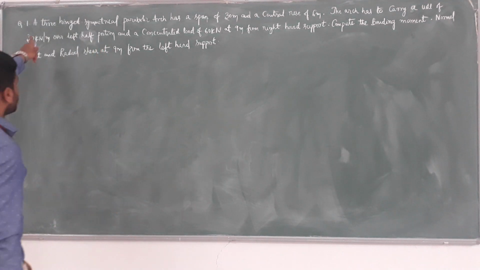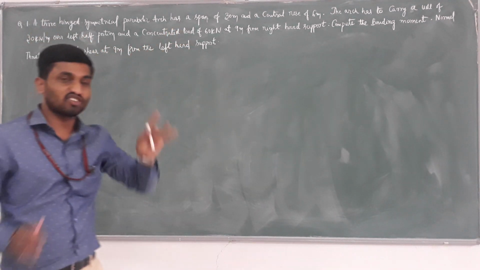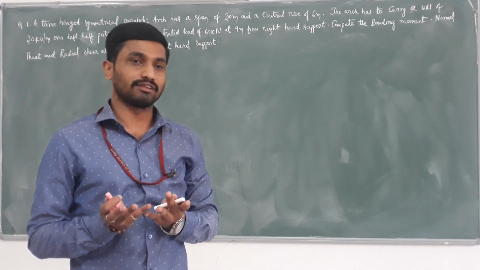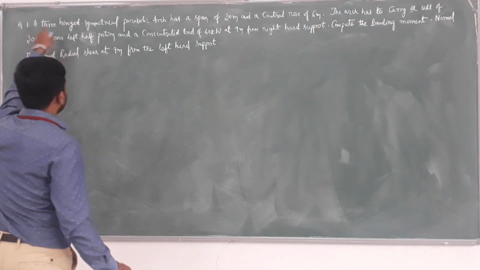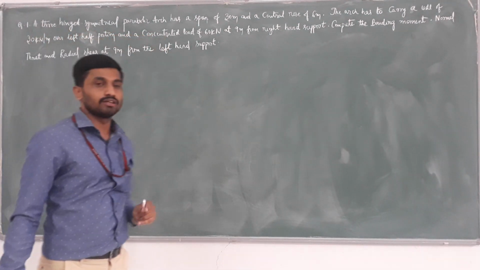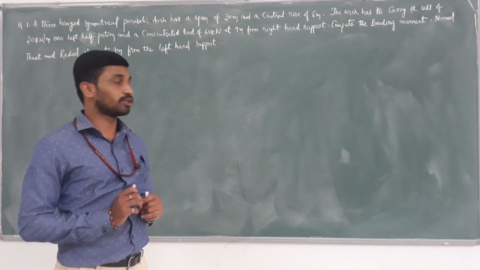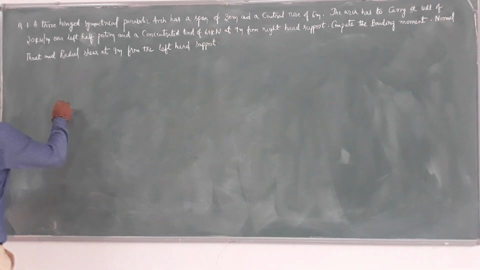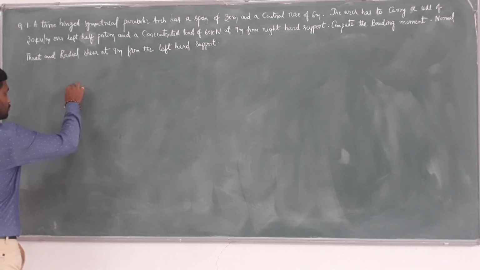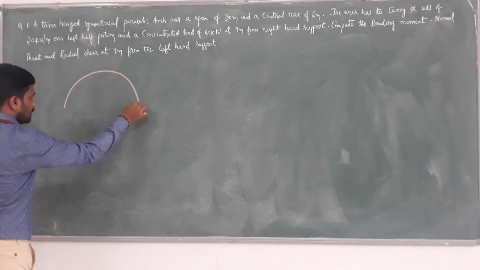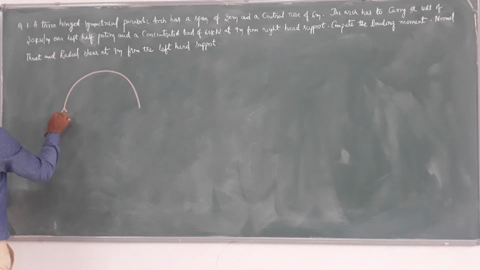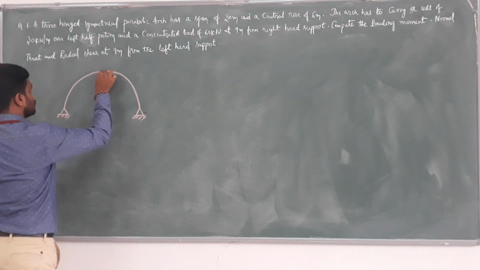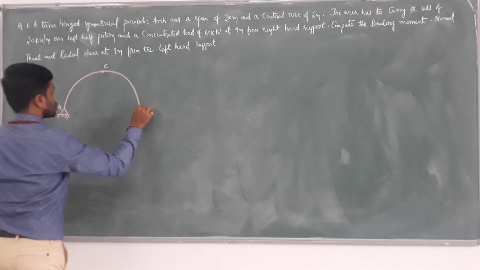In this problem, first focus on what the span of the given parabolic arch is and what the different loads are. It is a three-hinged parabolic symmetrical arch. The given problem is a symmetrical parabolic arch with a span of 30 meter. Three hinges: point A, and then B and C. This is a symmetrical parabolic arch A, B, C.